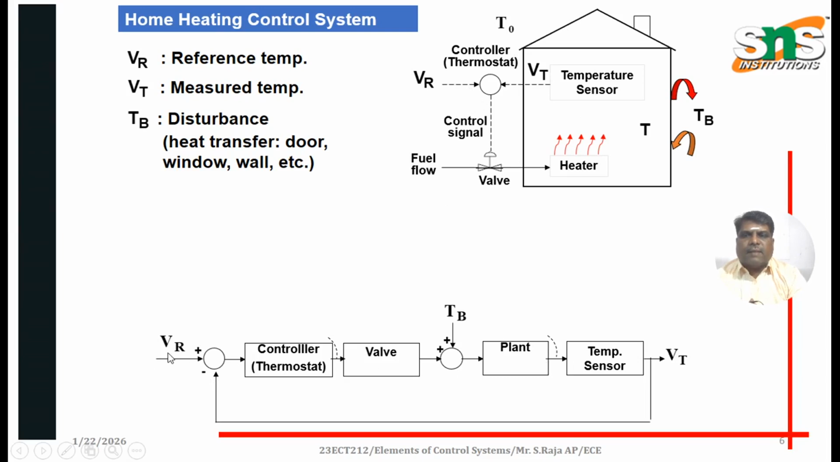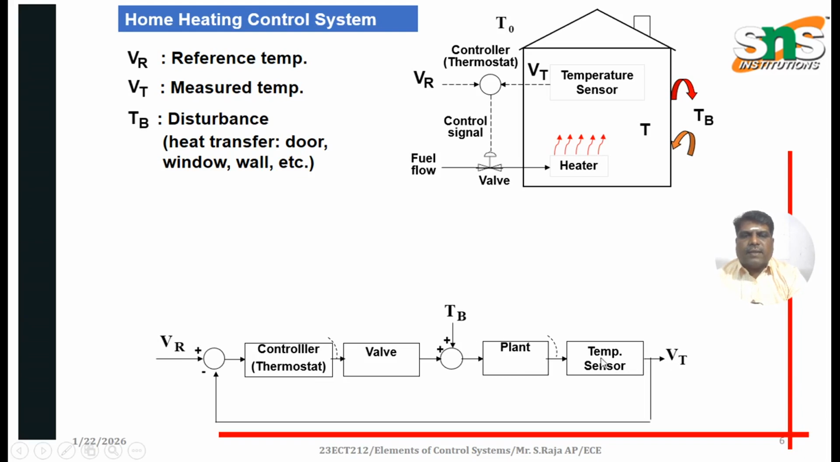In this block diagram, VR is the reference temperature. For example, it is 30°. The controller or thermostat will measure the room temperature and it is given to the valve for further connection. Now, if any disturbance occurs, this temperature may increase or decrease, and this is given to the plant for further identifying by the temperature sensor. If this plant doesn't control the noise level or the particular temperature, then the output will have heavy damage.